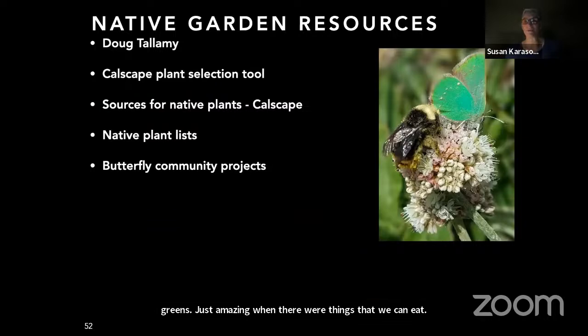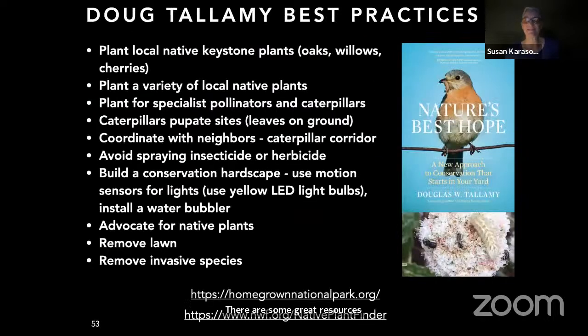There are some great resources online. Doug Tallamy's best practices: plant keystone species, plant a variety of local native plants. He doesn't have things planted in plant communities, but he's based in Delaware. We know better here in California. Please plant in plant communities when you can, and plant for those specialist pollinators and caterpillars, and leave some leaves on the ground. Those caterpillars in their cocoons look like dead leaves for a reason. They're trying not to get eaten by birds when they're in their cocoons. Coordinate with your neighbors. Please don't spray insecticide or herbicide, and build a conservation hardscape.